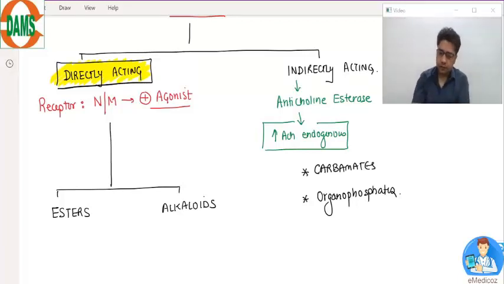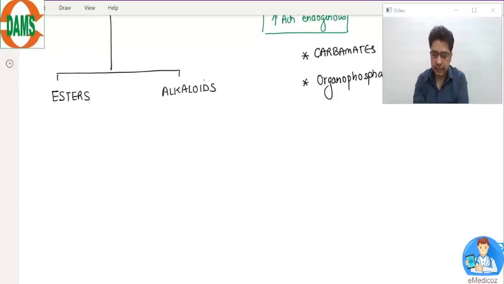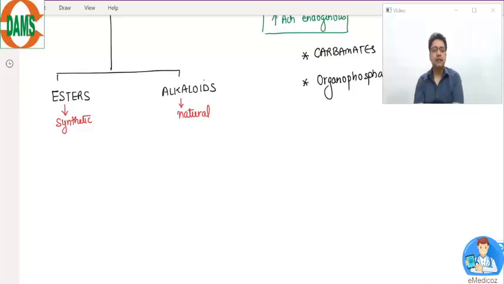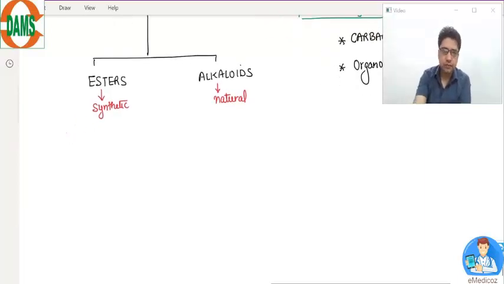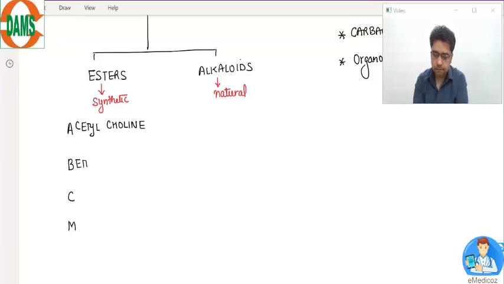Now, what is the difference between esters and alkaloids? Remember, ester drugs are synthetic. We synthesize them in factories or prepare them commercially. Alkaloids are natural. Let's write the names of these drugs first. Among esters, you will write a mnemonic: A, B, C, M. A for acetylcholine, which we are now discussing as a drug, then bethanechol, carbachol, and lastly methacholine.